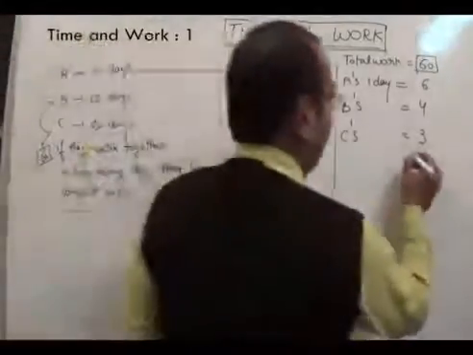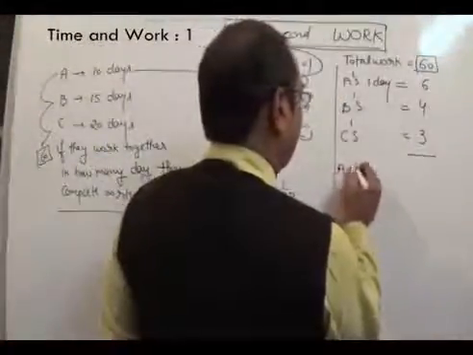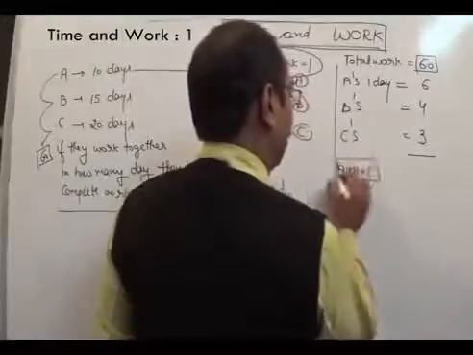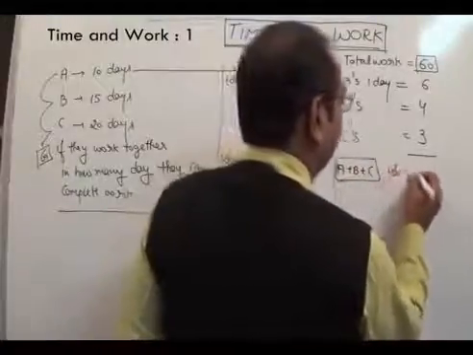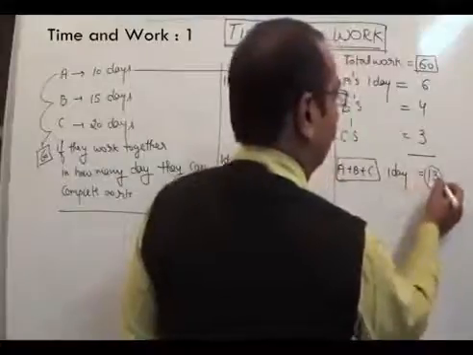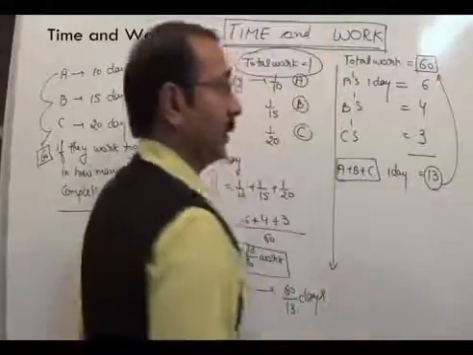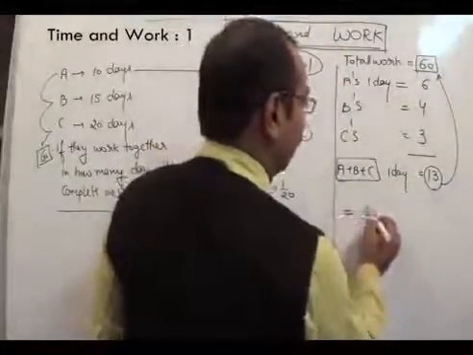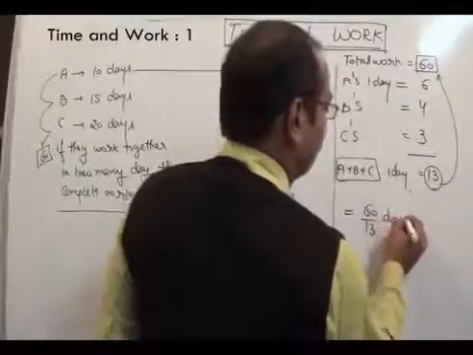Now, if I make an addition, A plus B plus C in one day together they can do 13 works and together they have to do 60. It means how much time will they take? 60 upon 13 days, it becomes your answer.